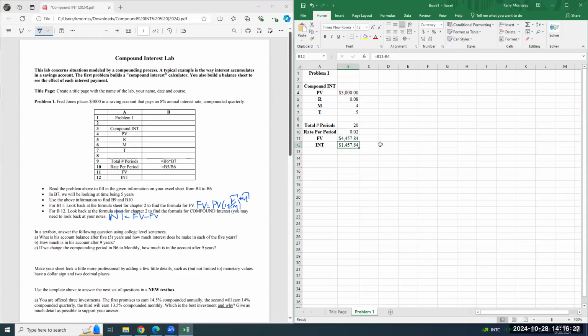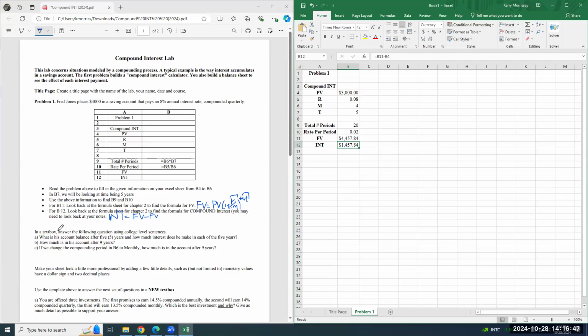So the interest that we have earned just by allowing it to sit in our bank account over the 5-year period, compounding quarterly with a rate of 8%, we should have just earned a little under $1,500.